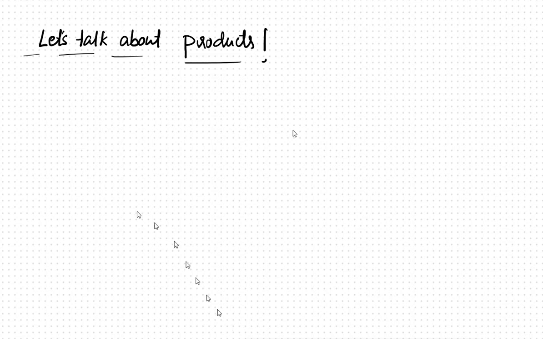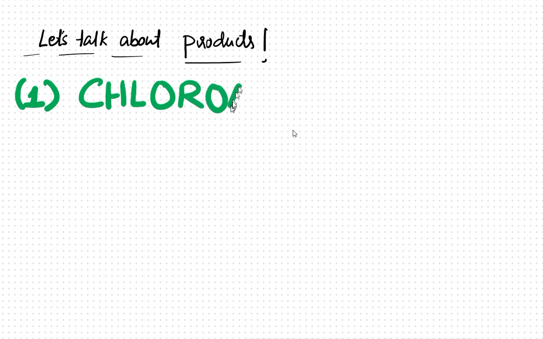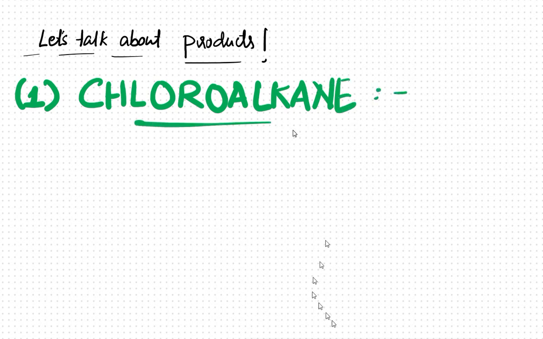Let's talk about the basic products that are formed in this sort of preparation from alcohol. There could be chloroalkane, bromoalkane, and iodoalkane formed from this preparation method. So let's talk about chloroalkane, our first product. Let's see the general reaction that occurs for chloroalkane.